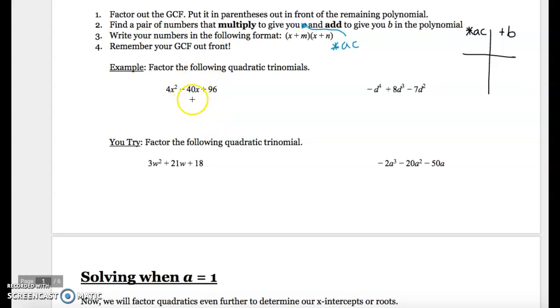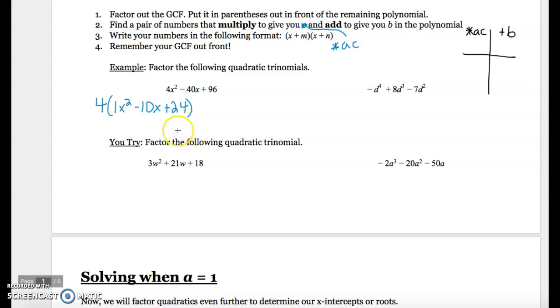Okay. So let's go ahead and we'll factor these quadratic trinomials. So the first thing we're going to do is look and see, is there a GCF? Is there a number that goes into 4, 40, and 96? And if you're not sure, you can always check on your calculator. So like I know 4 goes into 4 and 40. I don't know if it goes into 96. And it does. Okay, so the first thing I'm going to do is pull out that 4. And then you can think of it as dividing. So 4 divided by 4 gives me 1x squared left. Negative 40 divided by 4 would give me negative 10x. And then 96 divided by 4, I had to check it in my calculator, is 24.